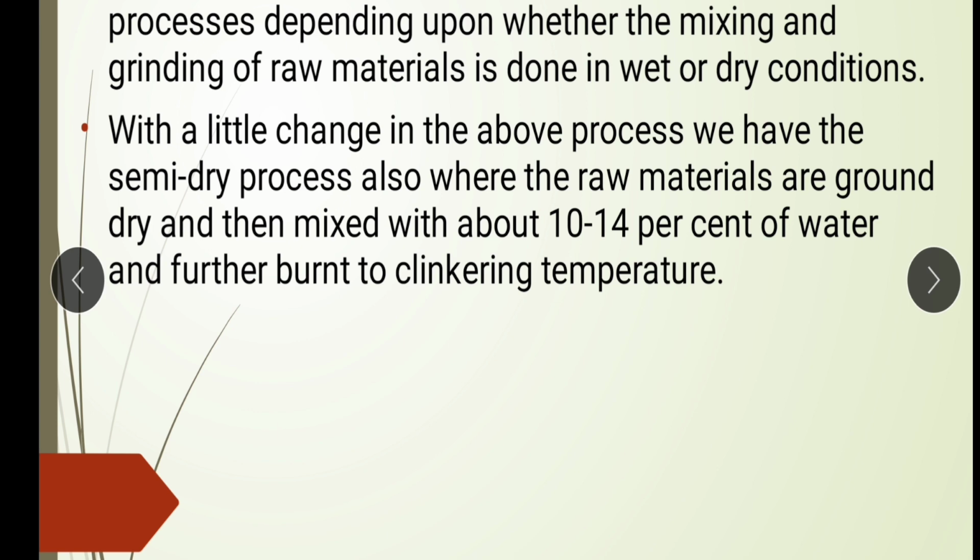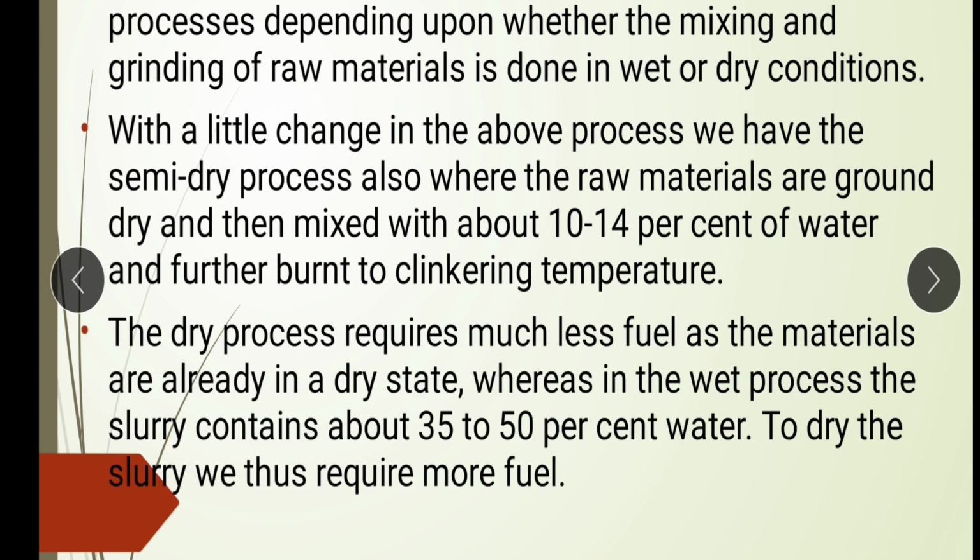With a little bit of change to the above two categories, one more process is also there, that is the semi-dry process, where the raw materials are ground dry and then mixed with about 10 to 14% of water and further burned to clinker temperature. And in general, in the wet process we add about 50% of water to mix the raw materials properly and to get a proper cementing material.